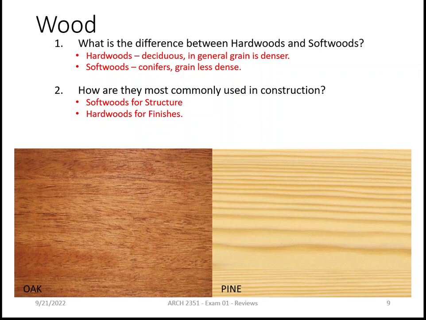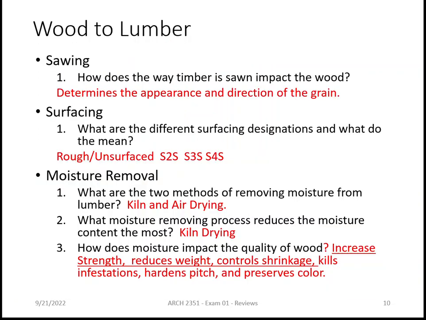Getting wood to lumber or timber. Timber is just logs, and lumber has been worked in some way to make it more useful for us. How does the way timber is sawn impact the wood? As it says up here, it determines the appearance and direction of the grain. So how we cut the wood will make the grain run a certain direction. That can be important in a couple of different ways. One is aesthetics. We may want a grain that looks a certain way. The other is it's stronger. The grain is sometimes stronger in certain directions than others.